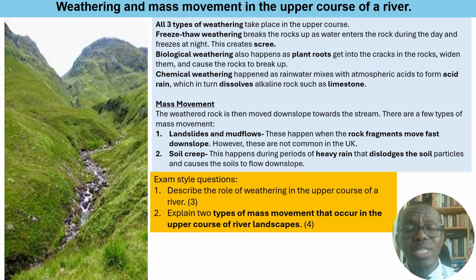Now, what type of exam questions are we likely to get based on this information here? So describe the role of weathering in the upper course of a river. So here you'd be talking about one of these types of weathering and how it's impacting on the river in its upper course, or the landscape in the upper course of a river. So we've talked about freeze-thaw weathering, and we'll be able then to explain that. And then explain two types of mass movement that occur in the upper course of river landscape. So again, we'll pick one of the types of mass movement we've discussed and then explain how it happens.